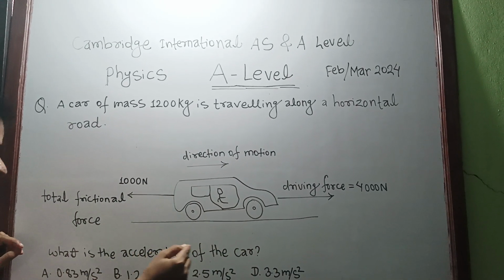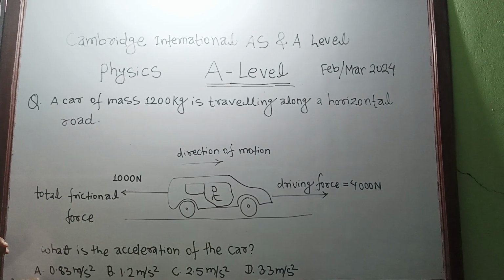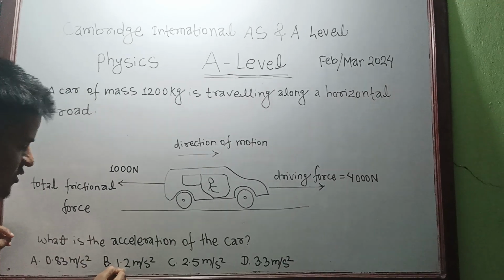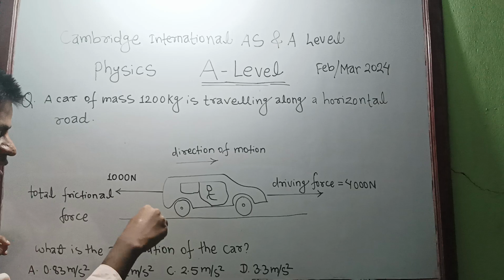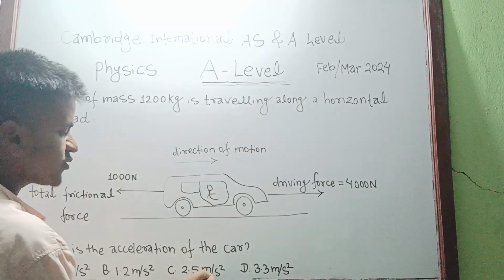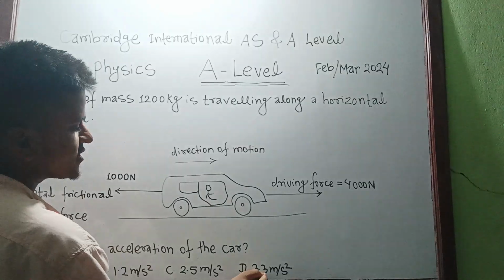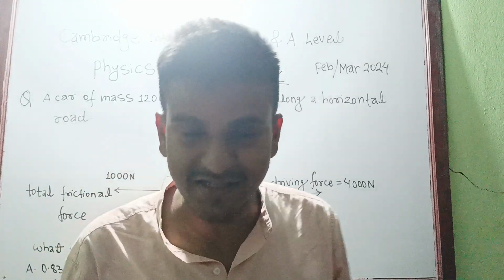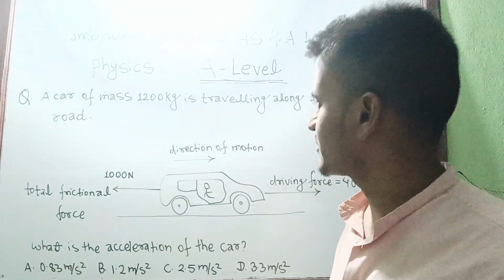What is the acceleration of the car? Option A is 0.83 meter per second square. Option B is 1.2 meter per second square, option C is 2.5 meter per second square, and option D is 3.3 meter per second square. So which is the correct answer? How do we know which one is correct?